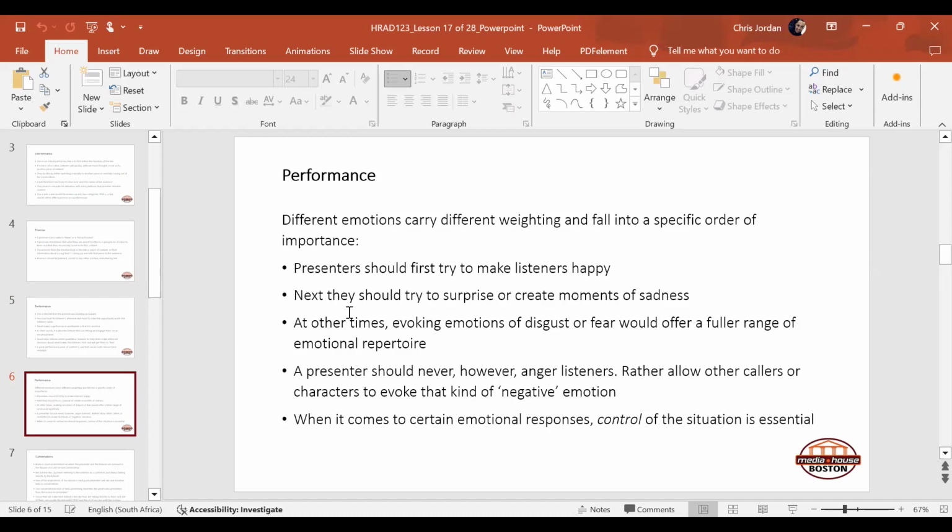Next, you should also try to surprise or create a moment of emotional connection. There might be some sympathy or empathy, like a devastating situation, a sad story, some trauma, whatever you want to share, because people are complex beings. At other times, evoking emotions of disgust or fear would offer a fuller range of emotional repertoire. A presenter should never, however, anger listeners; rather, allow other callers or characters to evoke those negative emotions.